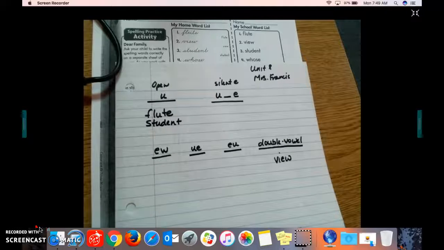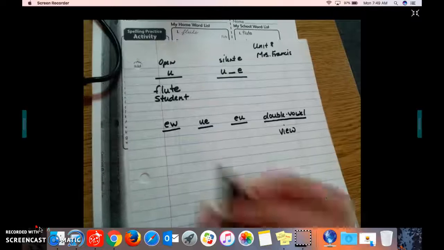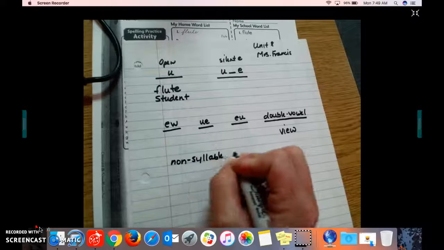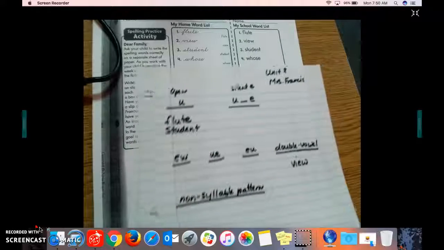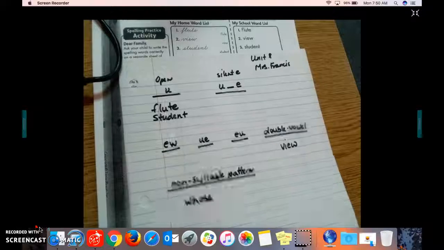Okay? My fourth word is the word whose. Now, this one doesn't follow any of those patterns because the word whose is one syllable and it's an O that's actually making that U sound. So I, again, have to go back to my worksheet and I have to write non-syllable pattern because it doesn't follow any of our rules. So I'm going to go back to the word whose and I'm going to add it underneath my non-syllable pattern category.